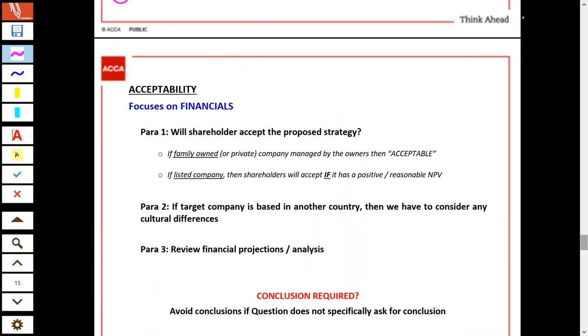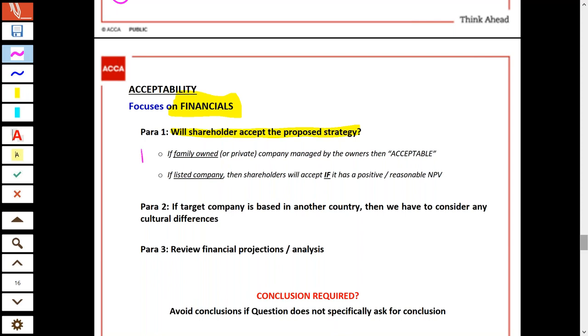Now there are 3 items in acceptability. Acceptability focuses on the financials, the financial projection, the financials of the target company, whether that company is financially strong or weak. We need to analyze that. So first para, we need to comment whether the shareholders will accept the proposed strategy or not. Because shareholders being the owners of the company, they need to approve all these major decisions. So we need to think through as the board of directors whether our proposal to acquire another company will be accepted or approved by the shareholders or not.